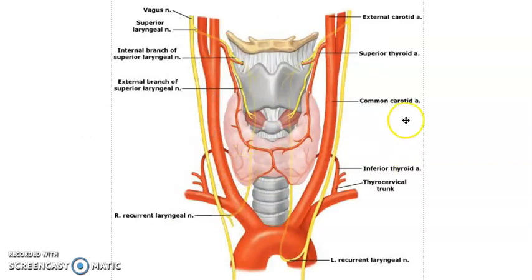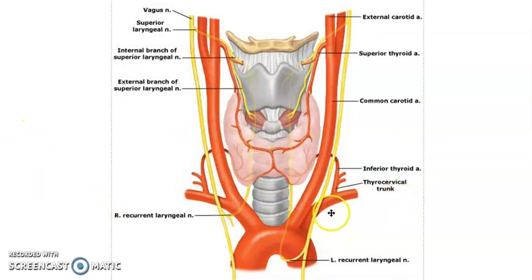Then, talking about the nerves that supply it, we've got the right and the left recurrent laryngeal nerve, and then we've got the superior laryngeal nerve, which gives the internal branch as well as the external branch. If you see the difference, the left recurrent laryngeal nerve is longer because it winds around the arch of the aorta, while the right recurrent laryngeal nerve is shorter because it just winds around the thyrocervical trunk, the subclavian artery. So that is the course.